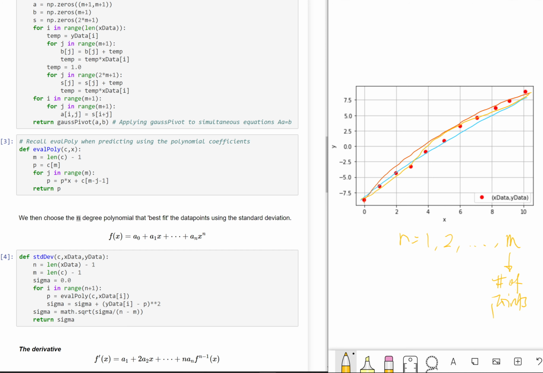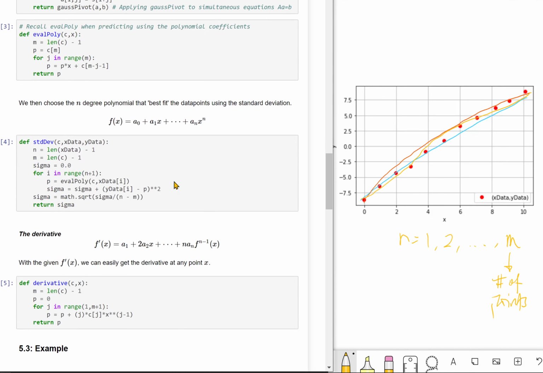So we have here the standard deviation, and then the derivative. Basically, it is very simple. You have the function here, which is the line that fits the data points, and then you take the derivative of that. It's very easy. We take the derivative of this one, and we can express it as this equation. Then given f, the first derivative, we can easily get the derivative at any point.